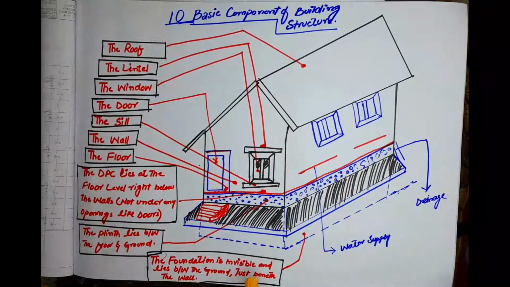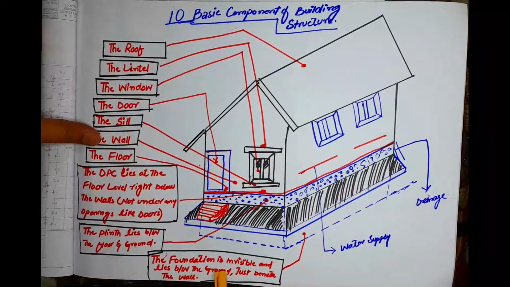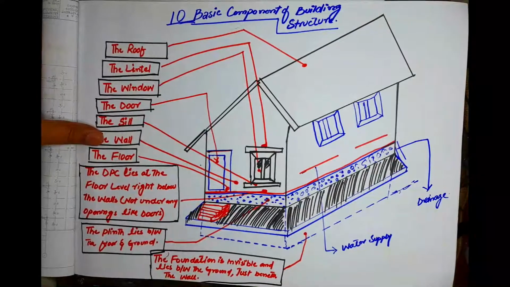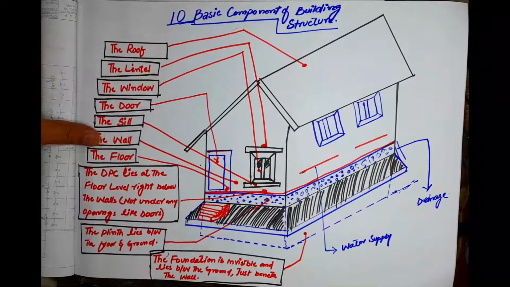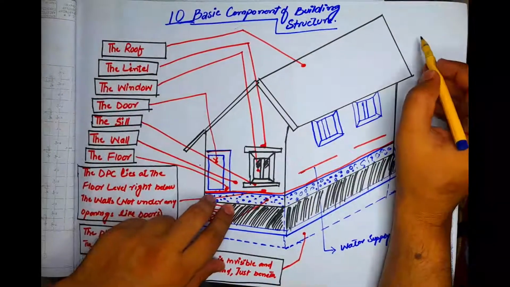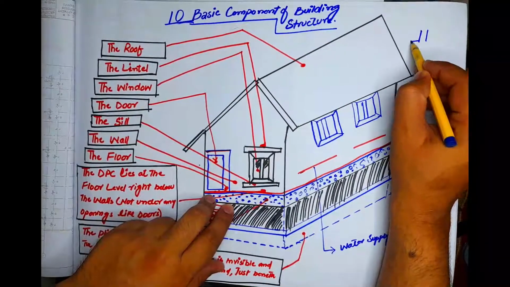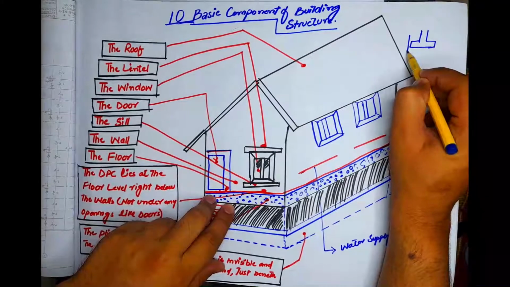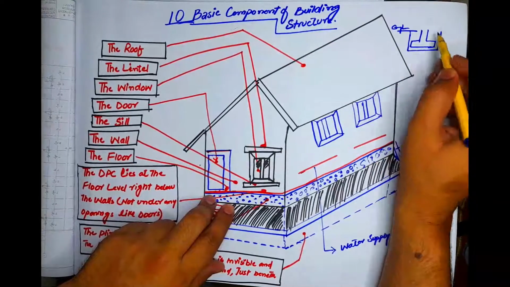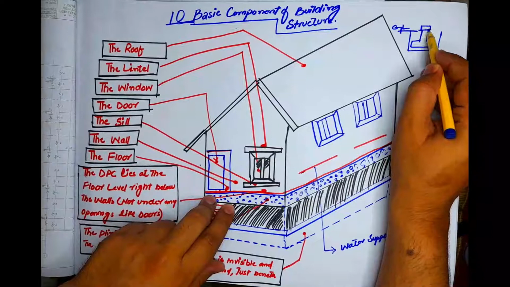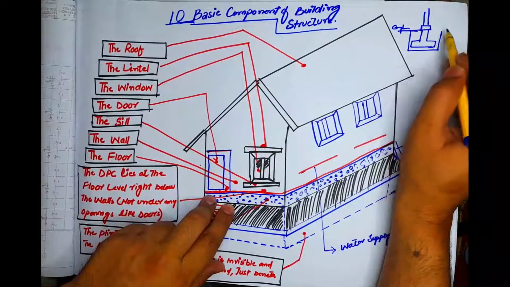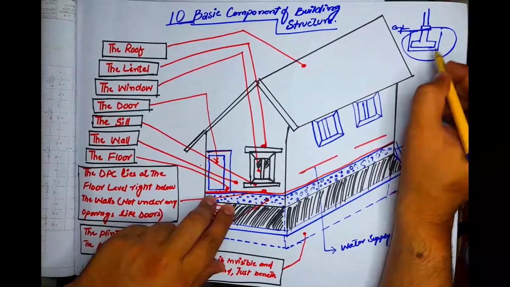From the base, the first one is foundation. Foundation is invisible and lies between the ground, just beneath the wall. Let's suppose this is the wall and this is the foundation. This is the trench, this is the ground level. After ground level, this area is called foundation.